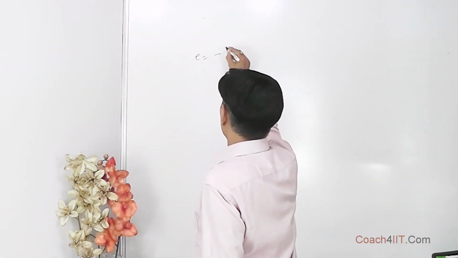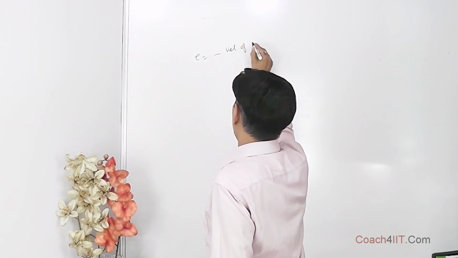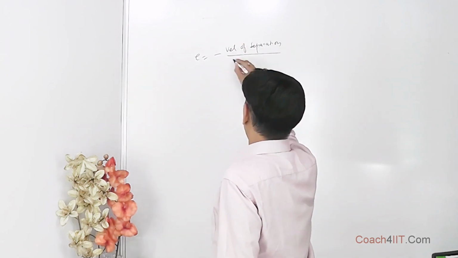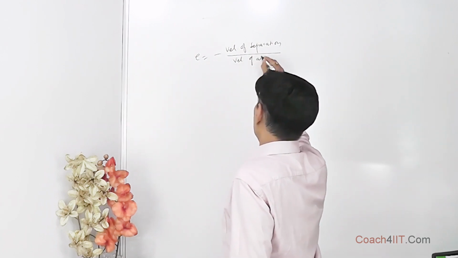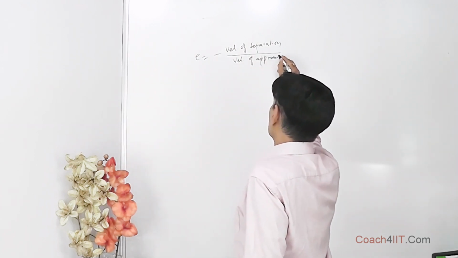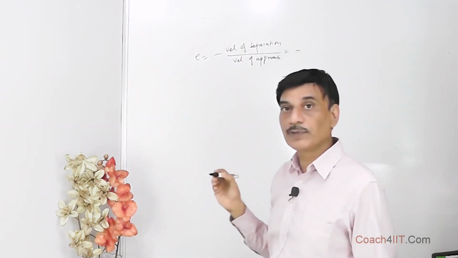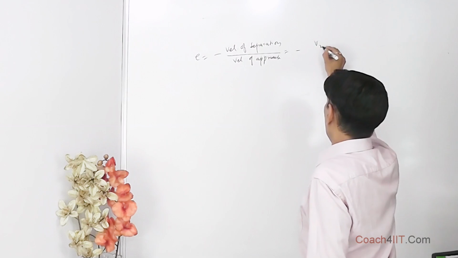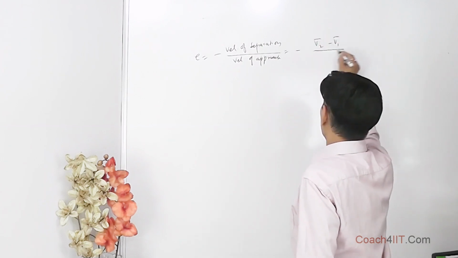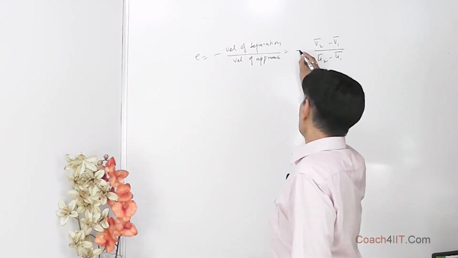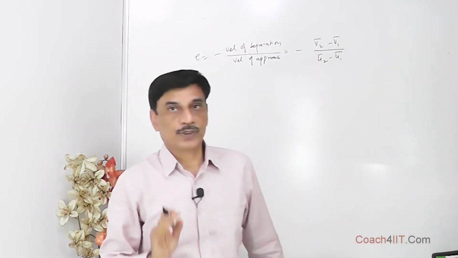Now E is equal to minus velocity of separation over velocity of approach. And this comes out to be, suppose there are two bodies colliding, minus (V2 minus V1) over (U2 minus U1), right? This is an important formula that you should remember.